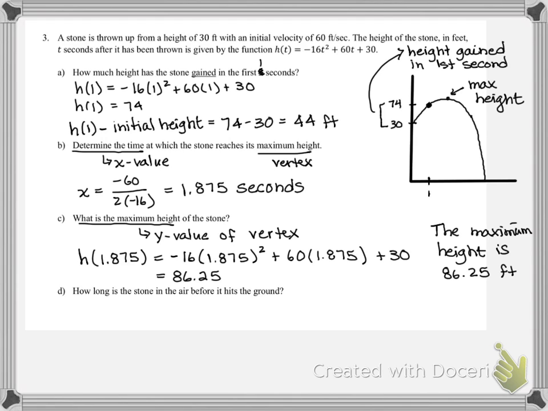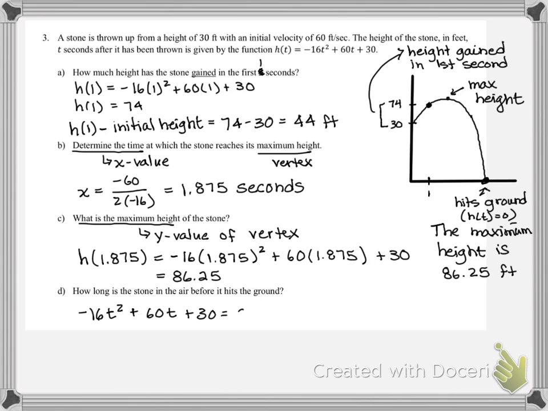Okay, so now I want to know how long the stone is in the air before it hits the ground. Am I looking for an input or an output? Input, and how am I going to find it? Output 0. Yeah, the output is 0, right? I'm looking for this point right here when we hit the ground. That's an x-intercept. So, hits ground, which means that h of t is equal to 0. So negative 16t squared plus 60t plus 30 equals 0.